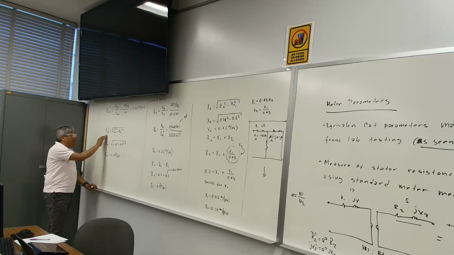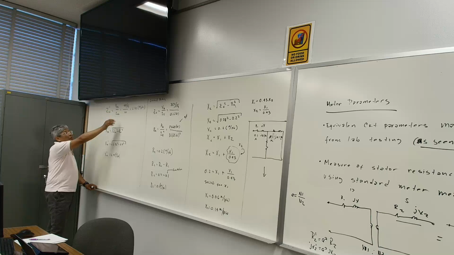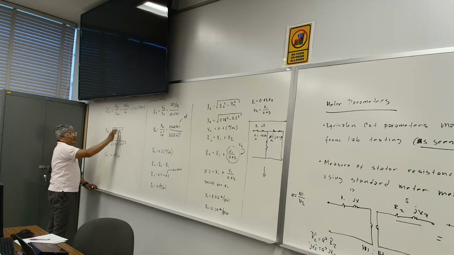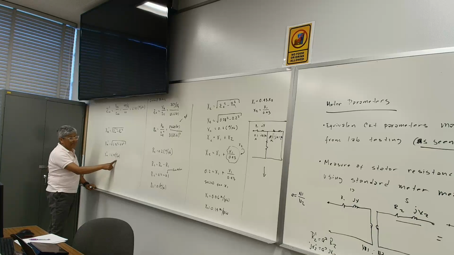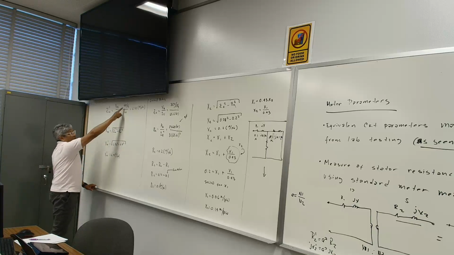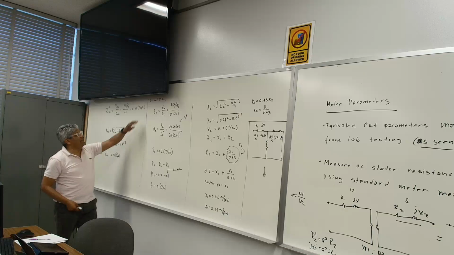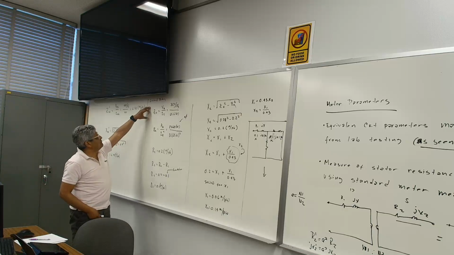Now we have X prime. If you want to find XM, we cannot do it by the test, but we do know these values, so we just plug them into the equation. So 6.92 squared minus 0.4 squared gives us an XM of 6.91 ohms per phase. Remember, per phase.